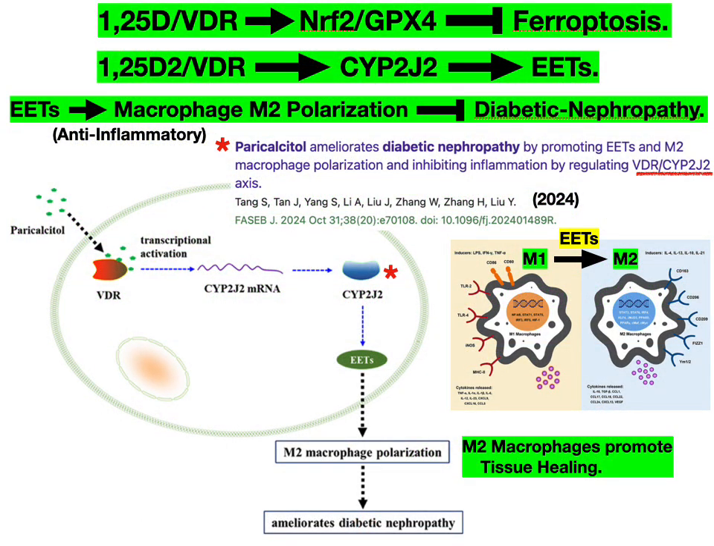And this is the paper which we discussed. Paracalcitol ameliorates, meaning makes less damage. Paracalcitol ameliorates diabetic nephropathy by promoting EETs and M2 macrophage polarization and inhibiting inflammation by regulating vitamin D receptor CYP2J2 axis. And that is a condensed nomenclature to indicate that there is an interaction between VDR, the vitamin D receptor, and this cytochrome P450 enzyme.